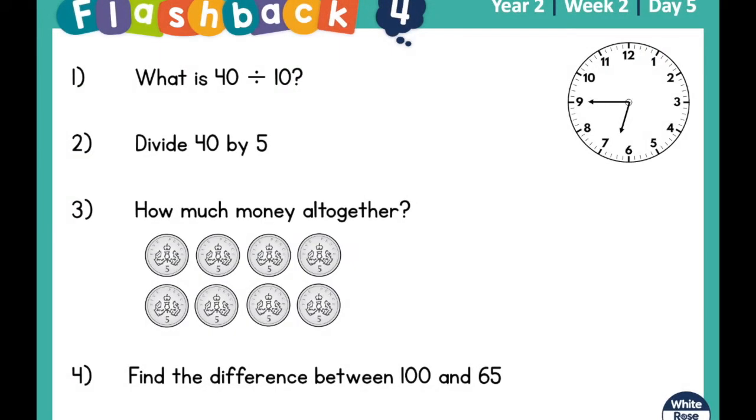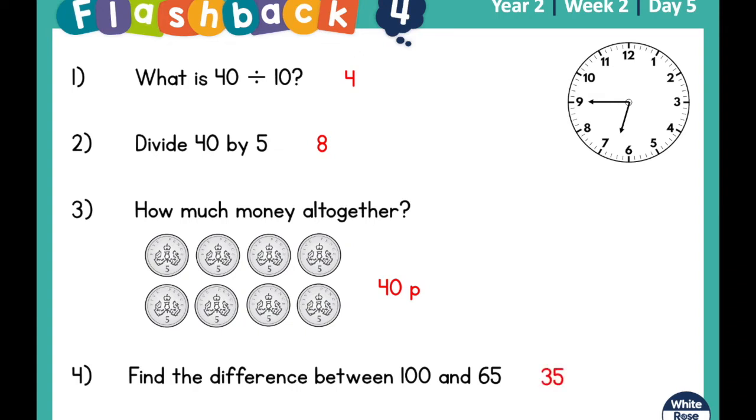Question 1 then, what is 40 divided by 10? And the answer is 4. Question 2, divide 40 by 5. And so your answer is 8. Question 3, how much money altogether? Well, we've got 5 pence here and we've got 8 of them. So 8 times 5, that's 40 pence altogether. And question 4, find the difference between 100 and 65. And your answer is 35.